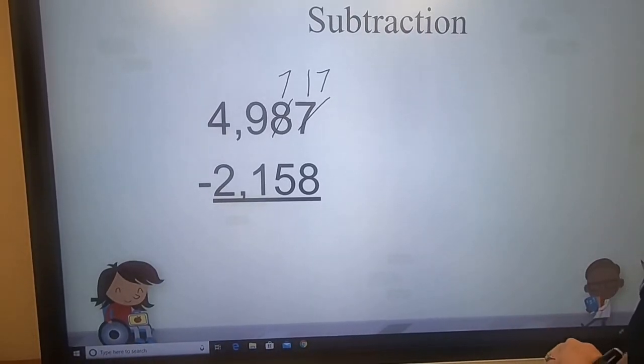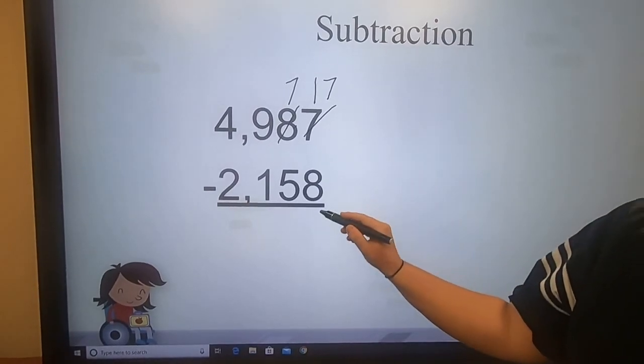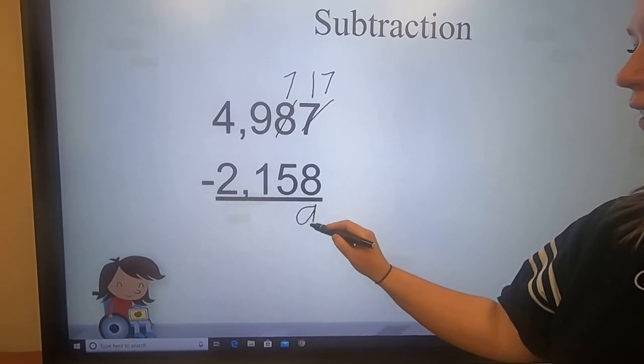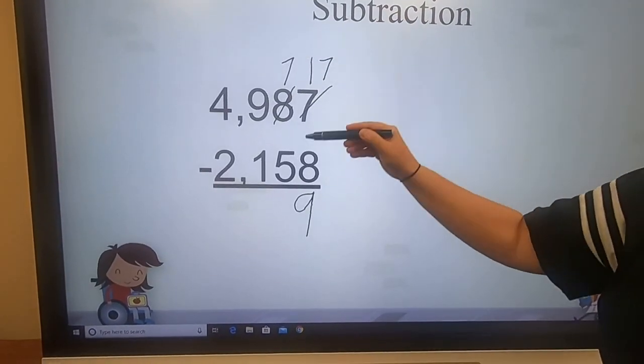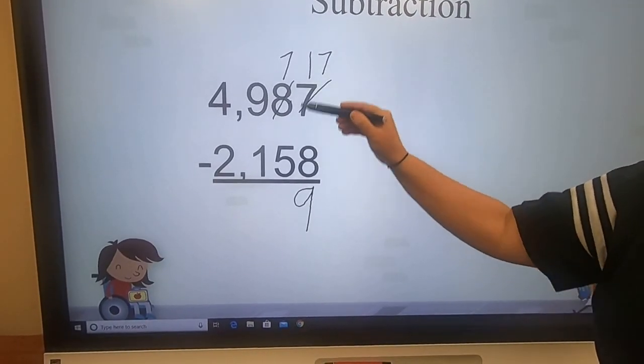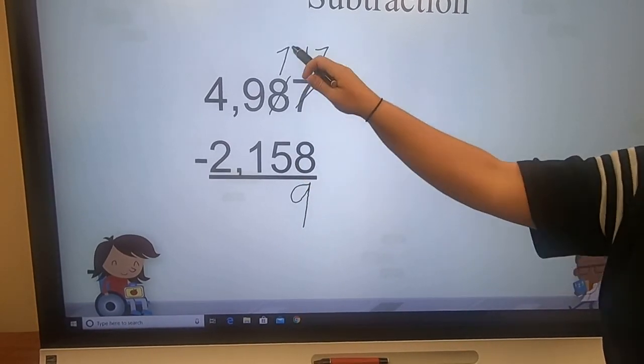So now I have enough ones to take 8 ones away. So 17 minus 8 equals what, boys and girls? 9. 9. Very good, boys and girls. Okay, so now I have 7 tens minus 5 tens. Do I have enough tens to subtract my 5 from my 7?